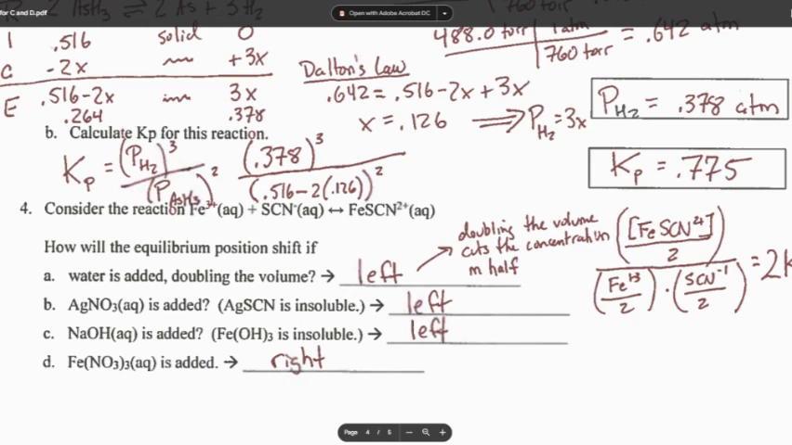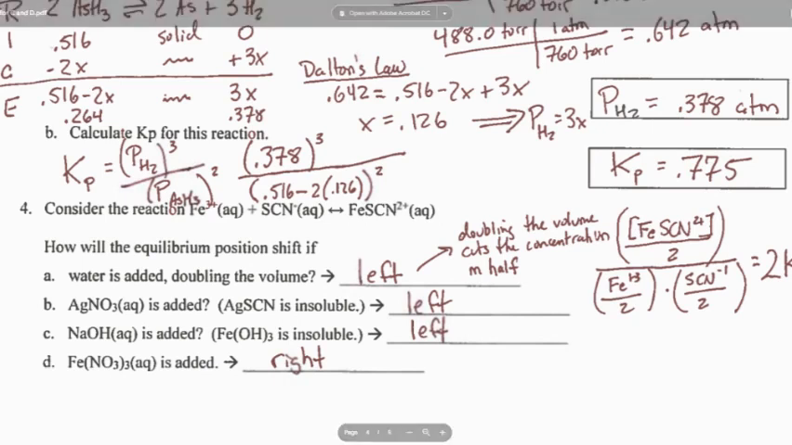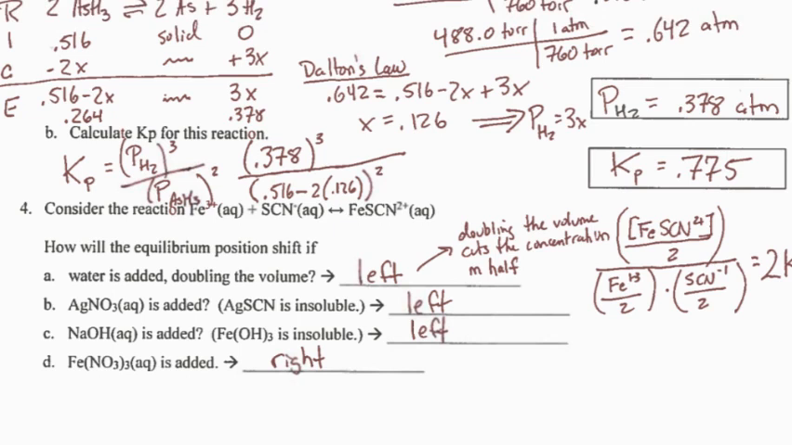Aqueous silver nitrate is added. By the way, AgSCN is insoluble. By adding the silver nitrate, they're removing the SCN from the solution. Adding silver nitrate will remove the SCN from the solution, which means it won't be at equilibrium. It's going to have to shift left to get back to equilibrium because the SCN is missing from the left side.